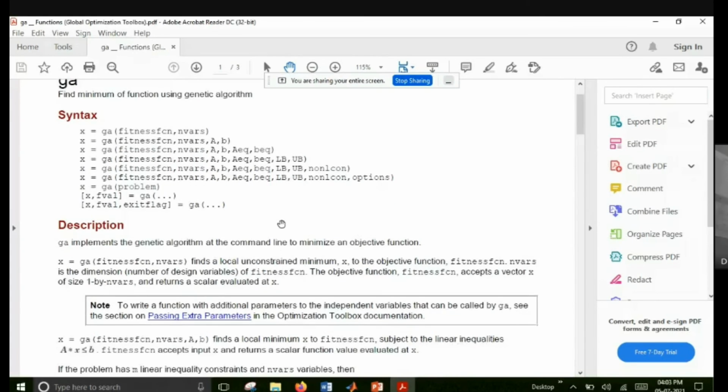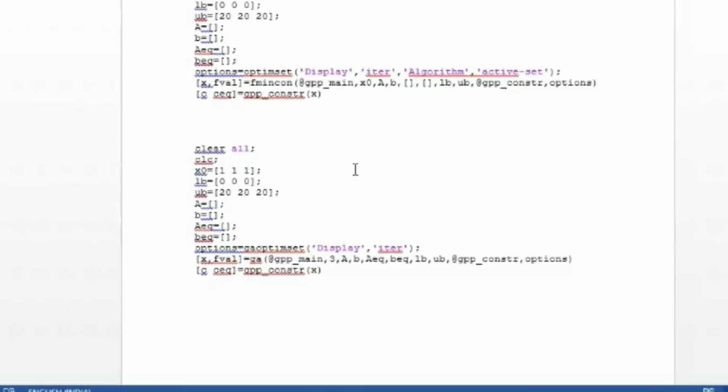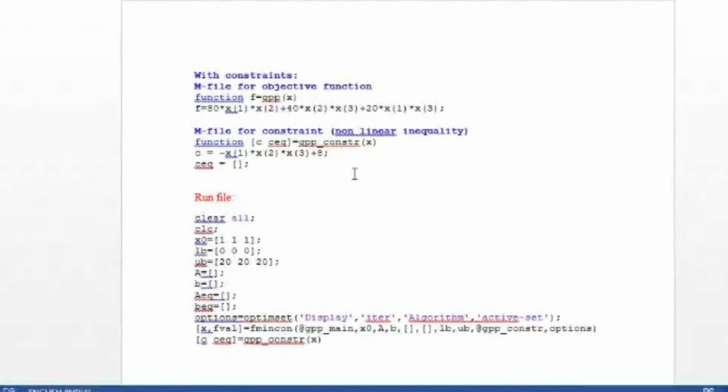So here, colleagues, is the current Word file visible? Yes, sir. Yeah.